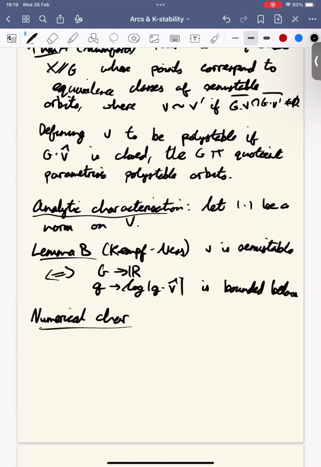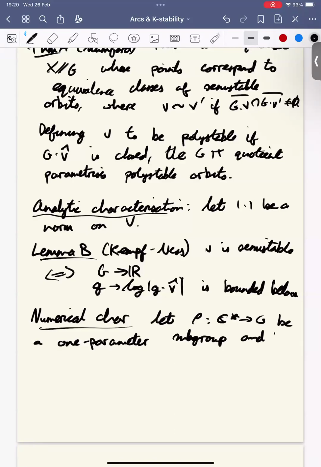Okay, so what do I mean by numerical? What I mean is that we'll have some kind of degenerations of our point or our orbit. We'll attach a number to that, and we'll ask that the number is positive. So we'll let rho from C star to G be a one-parameter subgroup. So that acts on X by hypothesis, and I can specialize X, or my point V, to some V0.